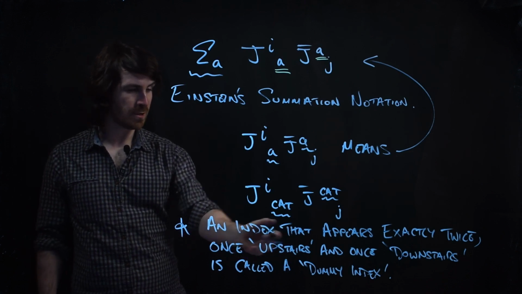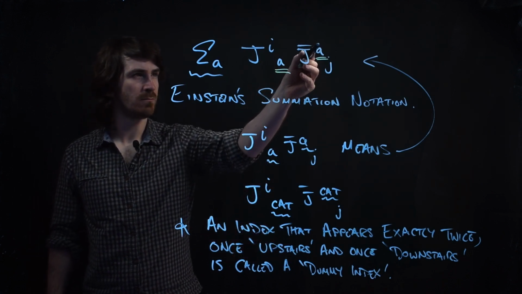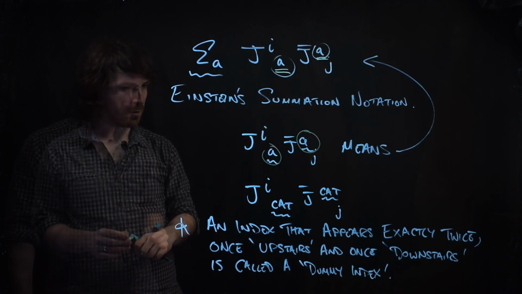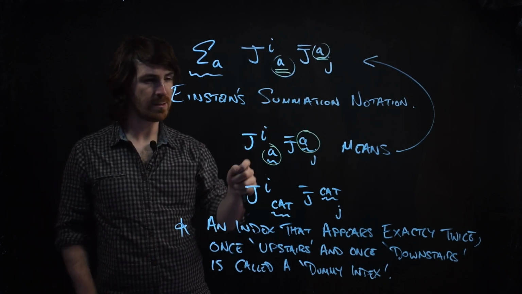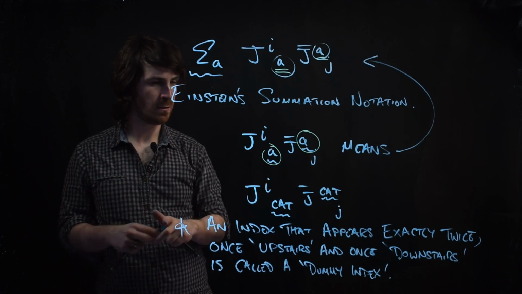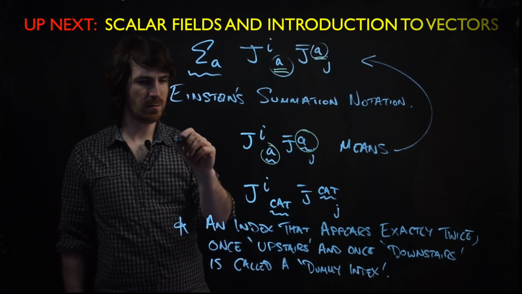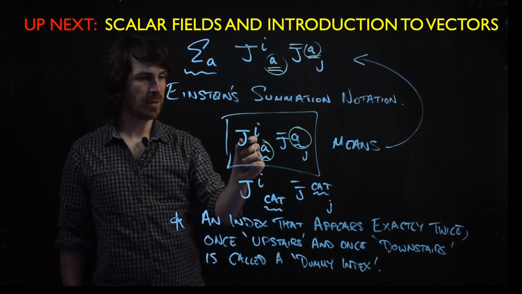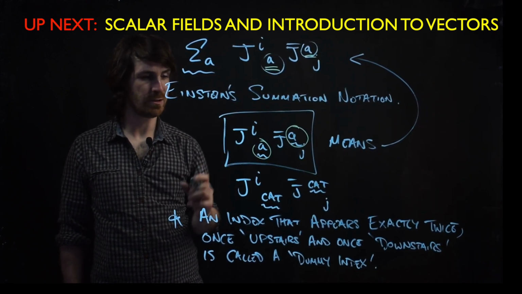What I mean by upstairs is just the superscript, and by downstairs I mean a subscript. The other indices are called free indices, so i and j. So this thing depends on the free indices i and j.